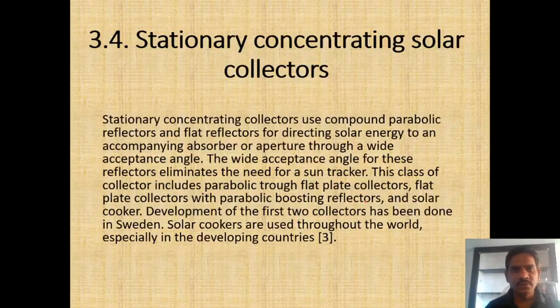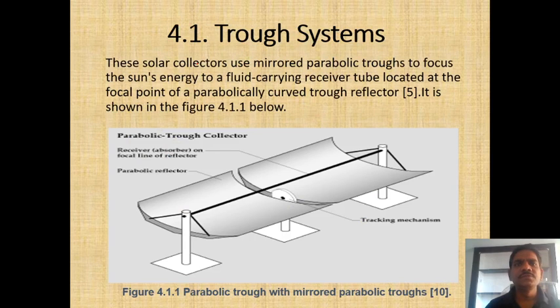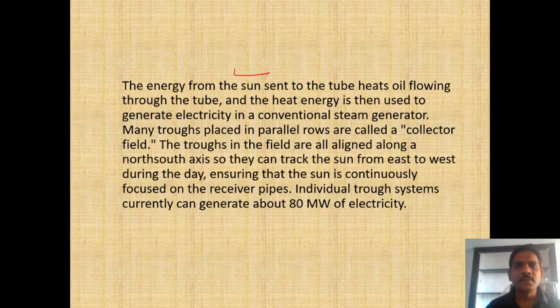If we explain in more detail a trough system, this one is the solar collector. It uses a mirrored parabolic trough to focus the sunlight onto a fluid carrying receiver tube. This is the parabolic trough, with the receiver located at the focal point of the parabolically curved trough reflector, as shown in the figures. Okay. The energy from the sun sent to the tube heats up the oil flowing through the tube. The oil that passes through the tube will get heated, and the heat energy is then used to generate electricity in conventional steam generators.